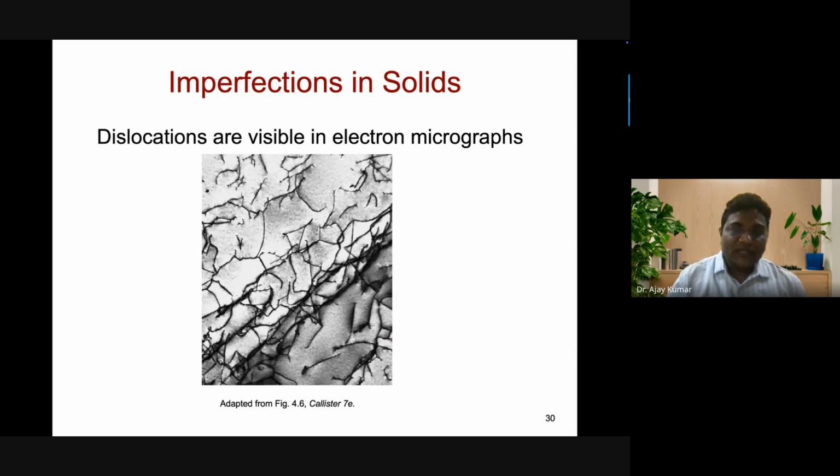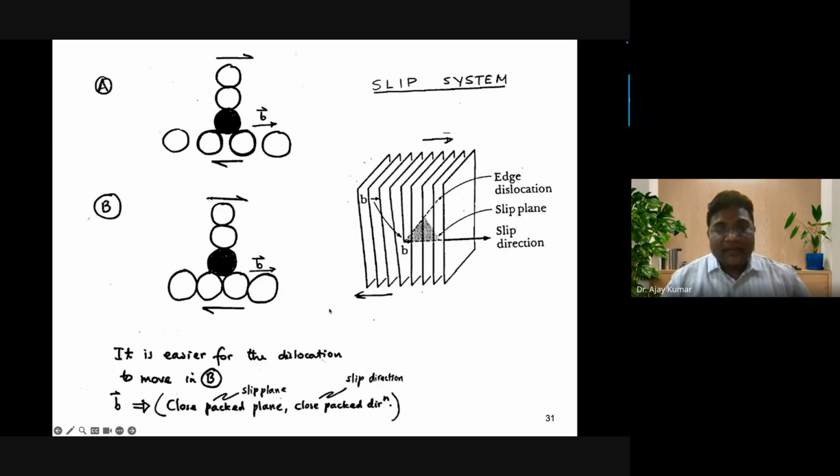Then why is it transmission? Because the electrons will pass through the sample. The sample is very, very thin. And then you can see the dislocations only in the transmission electron microscope. So these are the line defects which you are seeing in the transmission electron microscope micrographs. And then here are the slip systems.